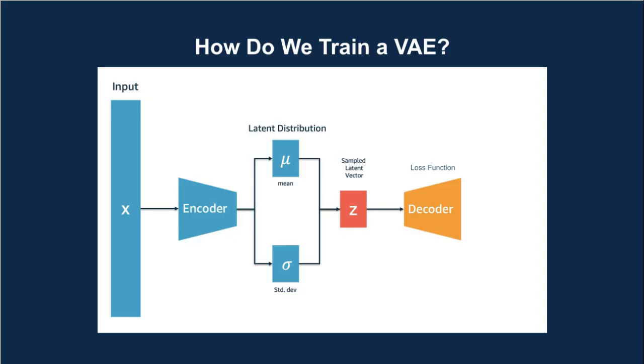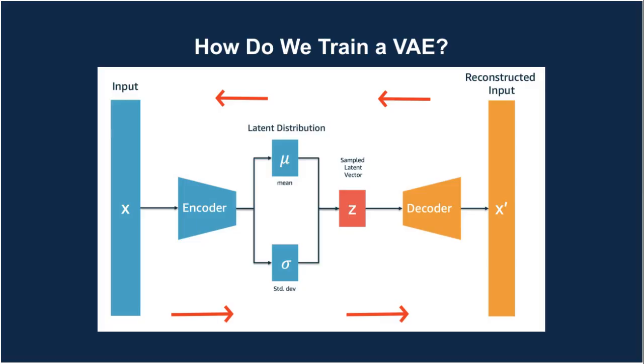4. Loss function. The model calculates how close its output is to the original input. The goal is to reduce this reconstruction error, while also keeping the learned distributions well-behaved using a technique called KL divergence. By repeating this process thousands or even millions of times, the VAE gradually gets better at understanding, compressing, and generating realistic data.